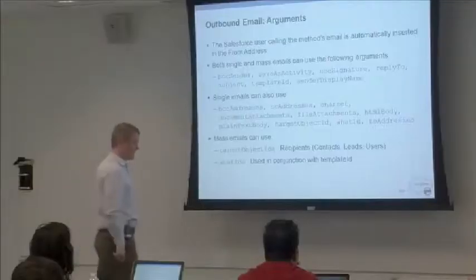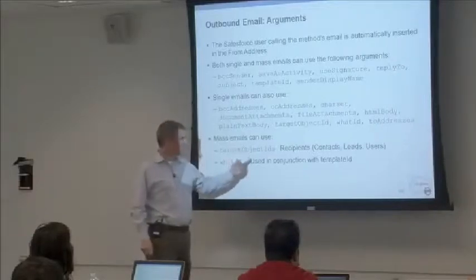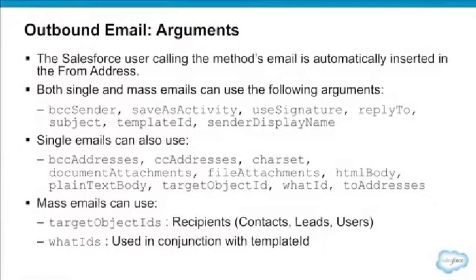So if we're sending information about a case to one of our internal users, we'd have the case ID being referenced so we can do that merge of the data into the template. You'll notice this one's plural, so if we create a list of, let's say, 10 target object IDs and 10 what IDs, it's basically the 0th recipient will receive, which should be associated with the 0th record, okay? So if we have 10 invoices and 10 people to send them to, we need to make sure that the order of those lists are the same.